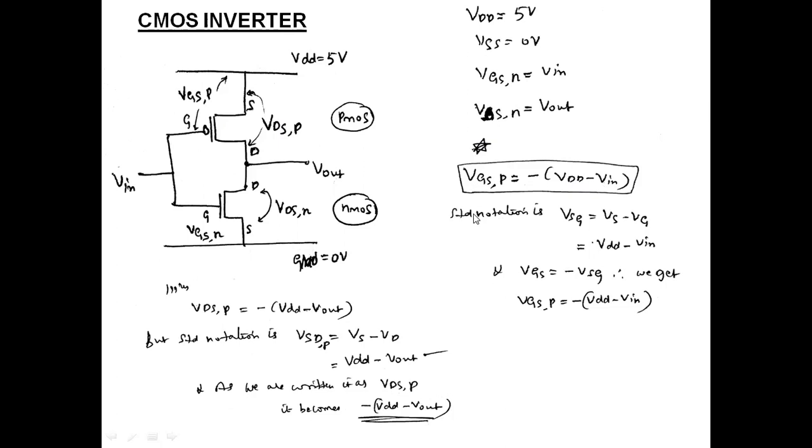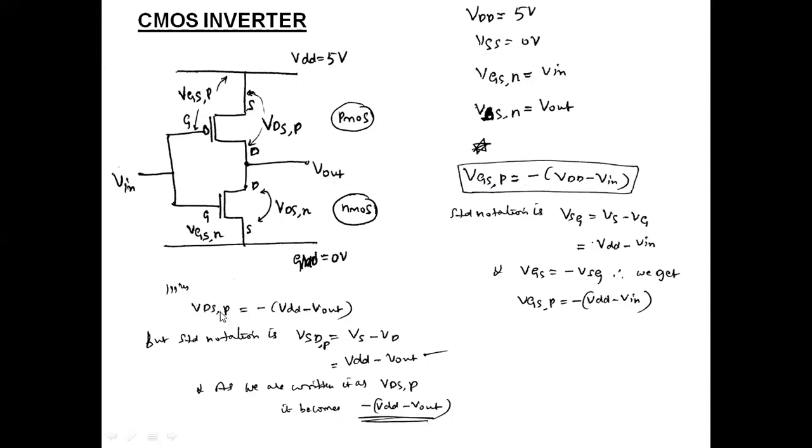But the so-called standard notation is that I should be referring to this VGS comma P as VSG, where VSG is VS minus VG. This VS for the PMOS is going to VDD and VG is going to VIN. Hence this VGS comma P should actually be VDD minus VIN, and why we are taking it as minus of VDD minus VIN is that, instead of VSG, here I am using VGS. Hence for this reason, this becomes minus of VDD minus VIN.